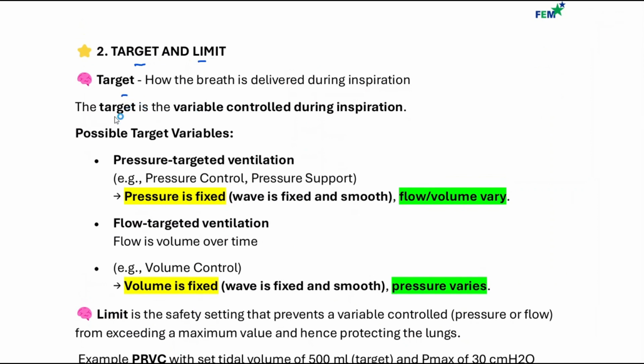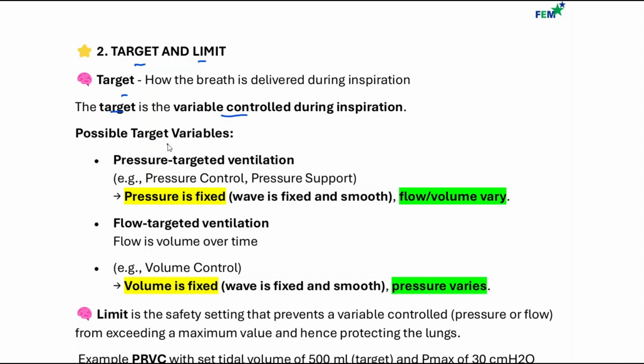What's target? Target is how the breath is delivered during inspiration. Remember, trigger is what initiates it; how that breath is delivered is what we call target. And whichever trigger you use, there's going to be a variable control, meaning a controlled variable during inspiration.